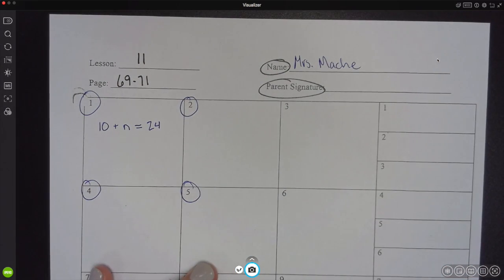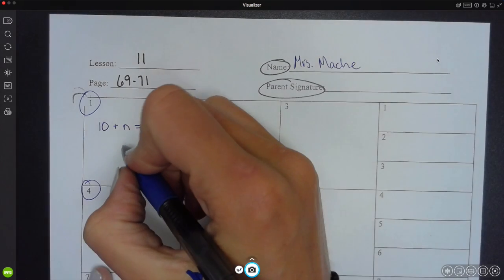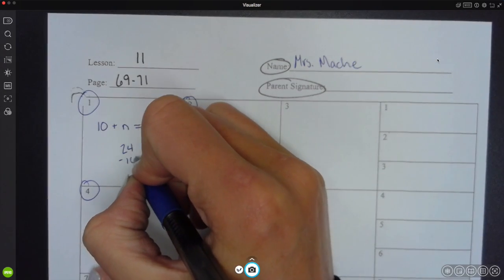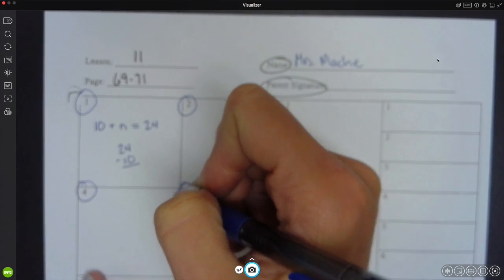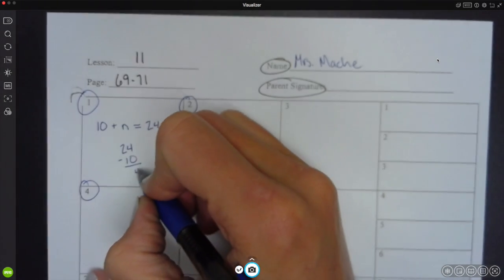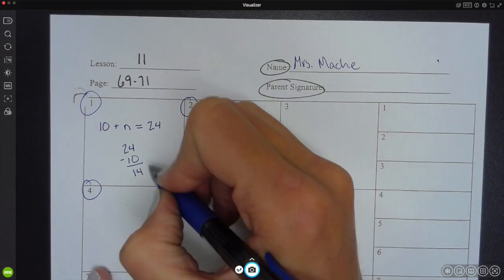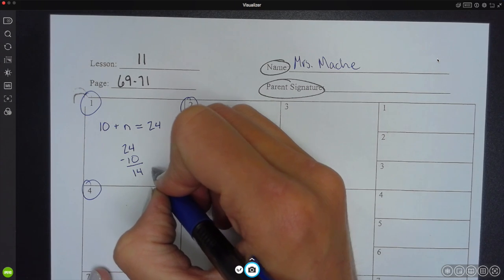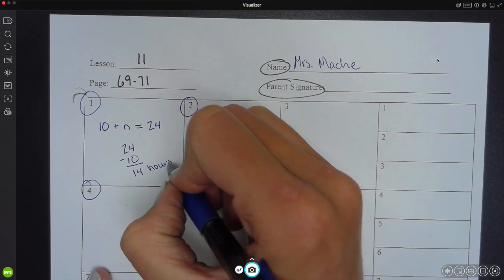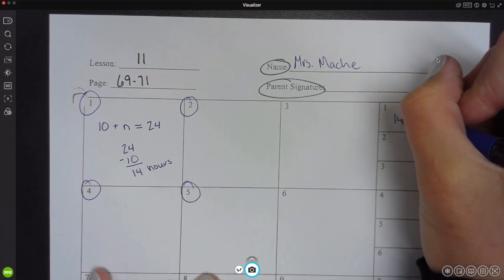Missing number in an addition sentence. To find the answer, let's subtract. So we've got to do 24 minus 10. 4 minus 0 is 4. 2 minus 1 is 1. So we get n equals 14 hours. That's our label on that. How many hours? 14 hours.